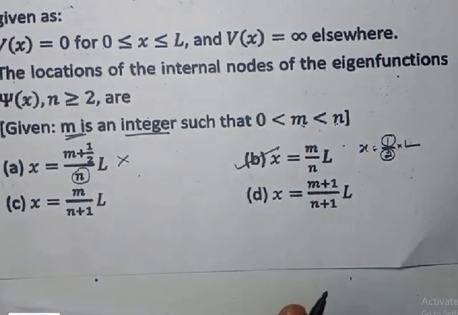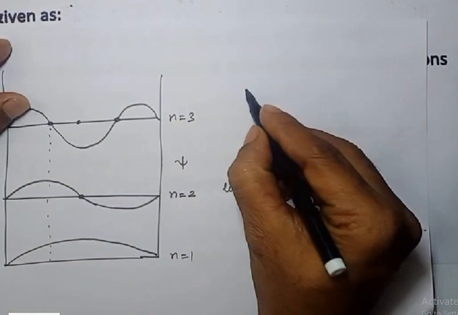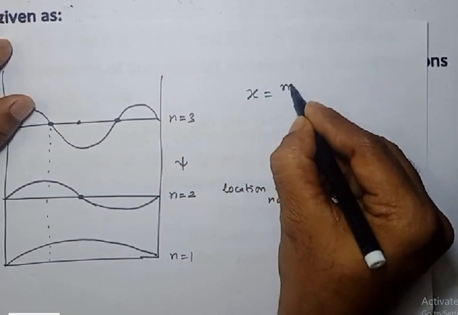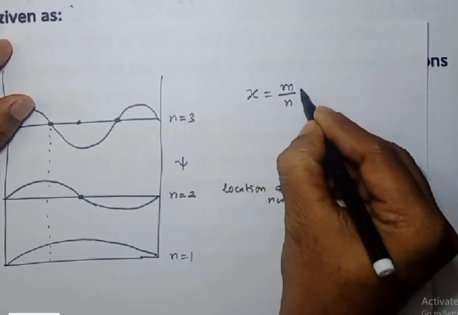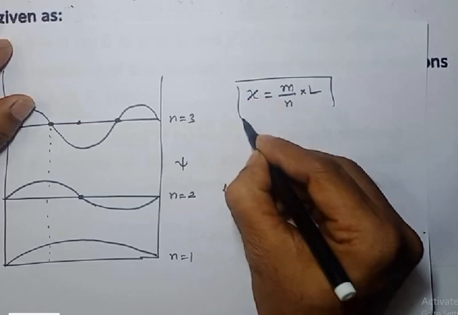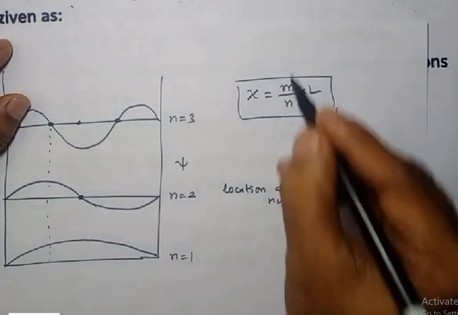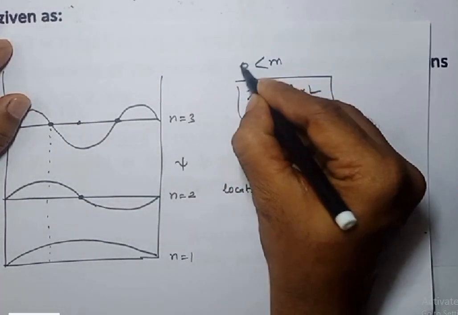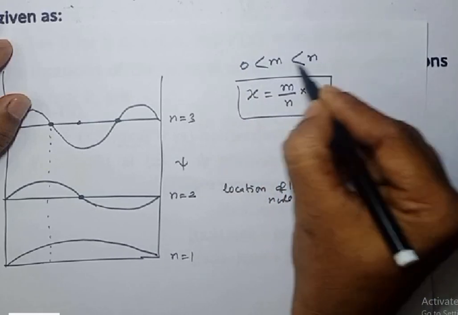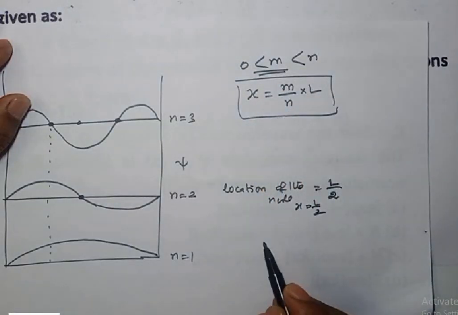So try to remember this formula. To find internal nodes, you can use this formula directly: m by n into L, where m should be greater than 0 and less than n. Remember this, very, very important.